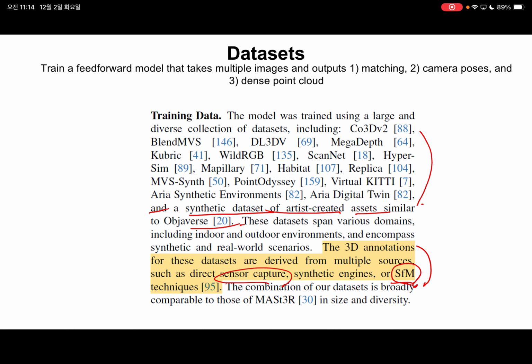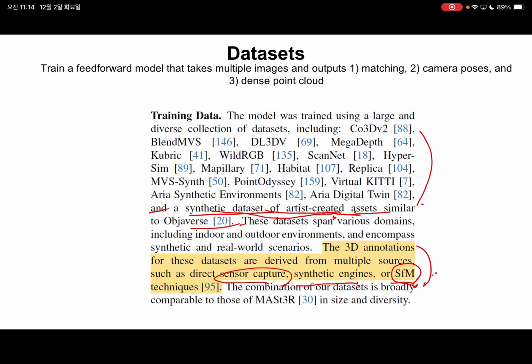We know structure from motion. From multiple images, if we run structure from motion, we get camera pose and sparse point cloud. Or a synthetic engine. This kind of synthetic data set of artist created assets, that means we know everything about the 3D scene, right? Then we can use such a 3D scene as a 3D annotation of rendered video. So these are the ways that they collected data sets.